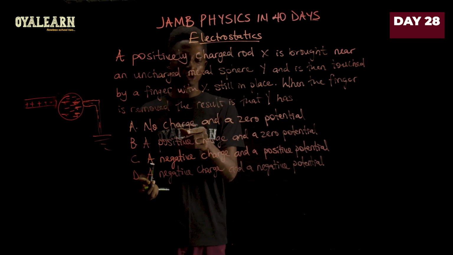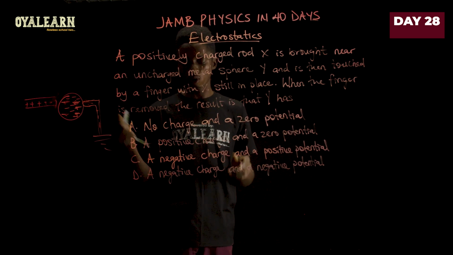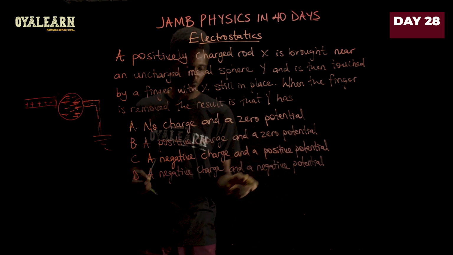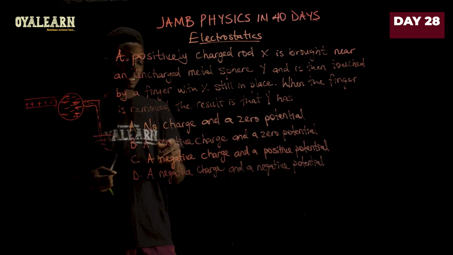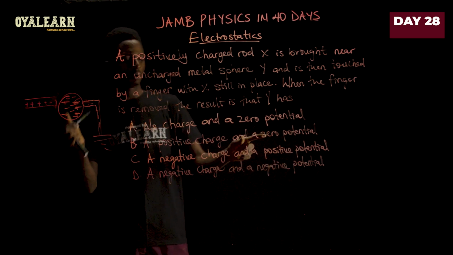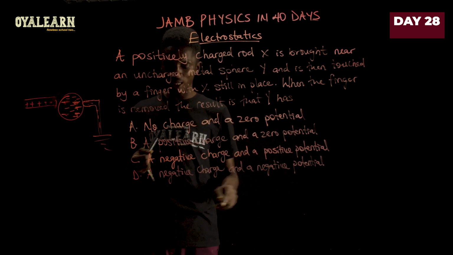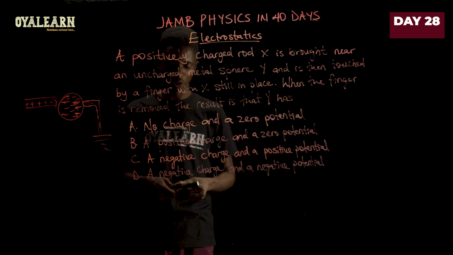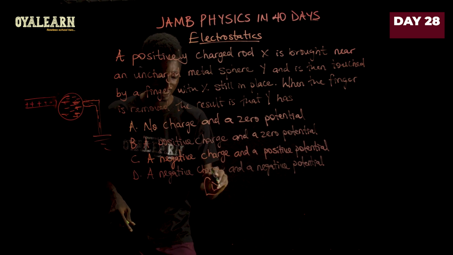Now A says no charge and a zero potential. That's wrong. B says a positive charge and a zero potential. That's also wrong. C says a negative charge, yes, and a positive potential, no, because compared to the ground, it has to be negative potential. And then D says a negative charge and a negative potential. So the correct answer here is option D.